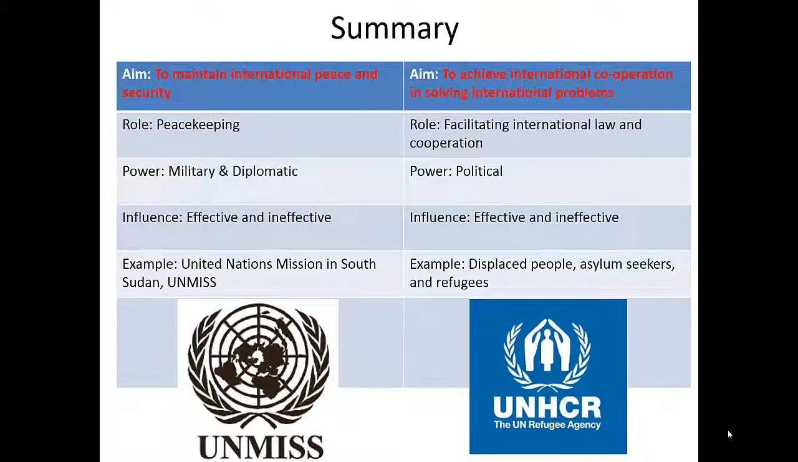Here is a summary of what this PowerPoint covers. This is part one, so it'll only cover the content on the left. So again, you can see aim, role, power, and influence. So this video will focus on how the UN achieves its aim of maintaining peace and security. And in particular, you can see at the bottom that the example we're going to use is UNMISS, which is the UN's mission in South Sudan. So this is going to be the example or the case study we'll use to talk about how the UN achieves peace and security. The second video, to be updated shortly, will look at the second aim of international cooperation.